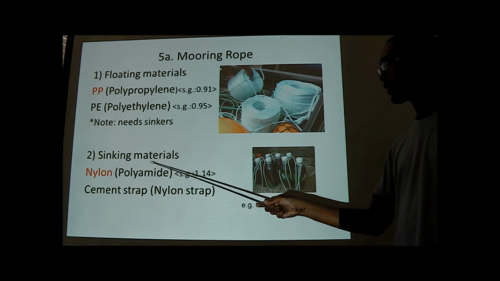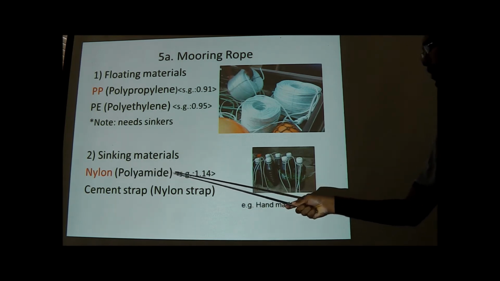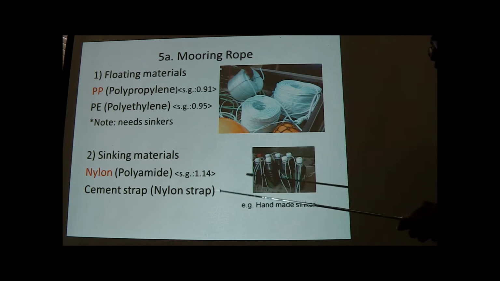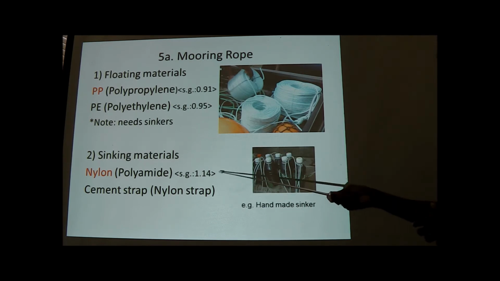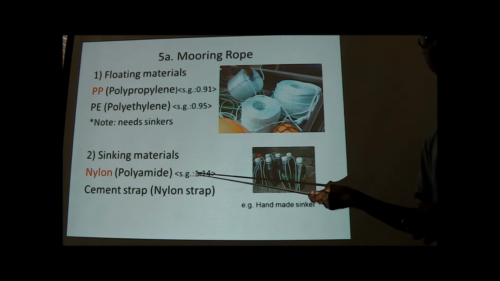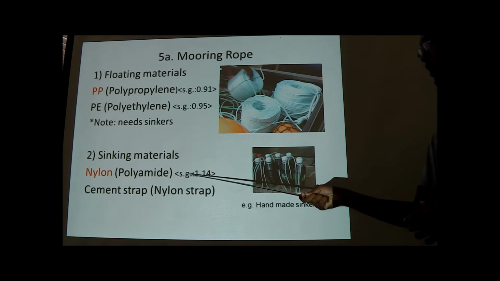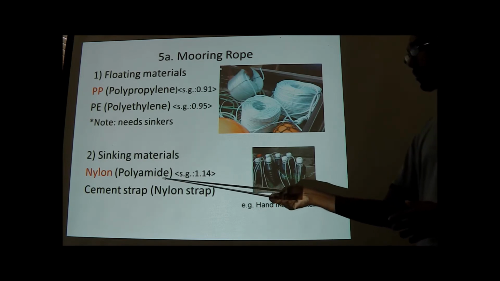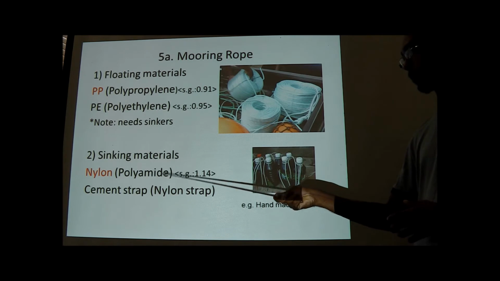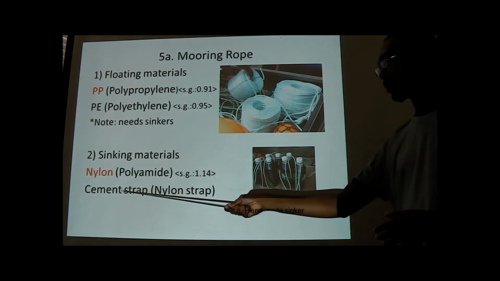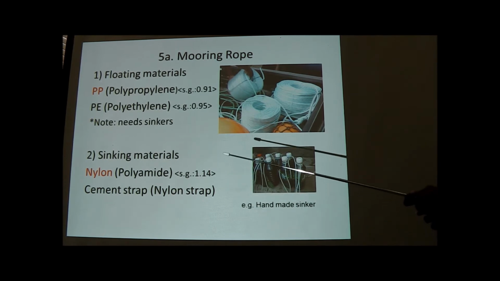Sinking ropes also, we have nylon. Again, you can see it has a greater specific gravity than 1, therefore it sinks. This rope is very expensive, so it is not easily attainable by fishermen and not economical. In most circumstances nylon would be the most preferred, but because of its cost, it's not easily attained. And there are streaming straps, which are locally found at the cement factories.